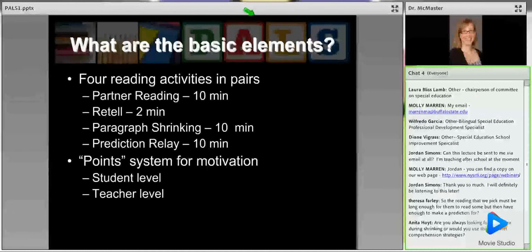In some of the research that's gone beyond the work that the Fuchs did, there have been researchers who have shown that partner reading and paragraph shrinking, which is focusing on main idea, are really essential components to PALS and kind of explain some of its effectiveness. So those are critical skills that we work on. There is some opportunity to add some other comprehension strategies, but I'll probably talk about that at the very end because I want to be sure we get into the basics before we get there. That's a good question.